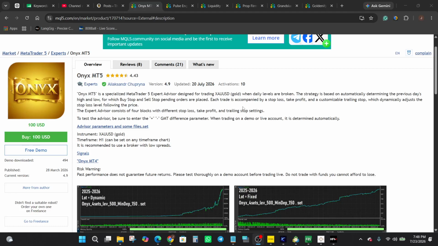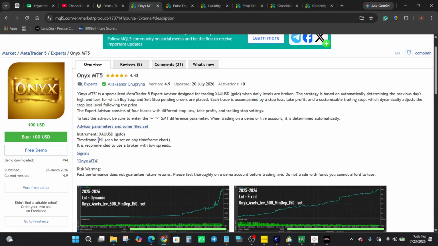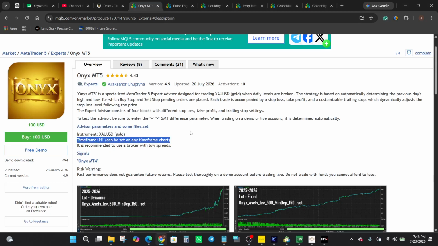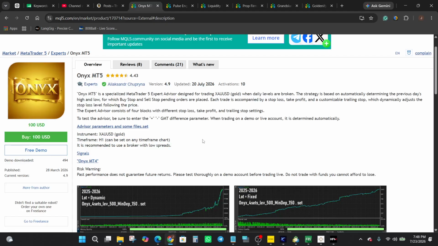The developer highlights the H1 time frame as the primary setup, though it can be applied to any time frame chart, and strongly recommends using a low spread broker. Now, one crucial note for backtesting is that you must manually input the GMT difference parameter, whereas on live or demo accounts, the GMT offset is determined automatically.